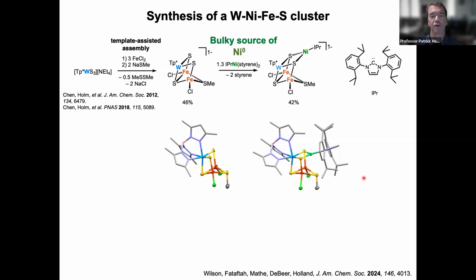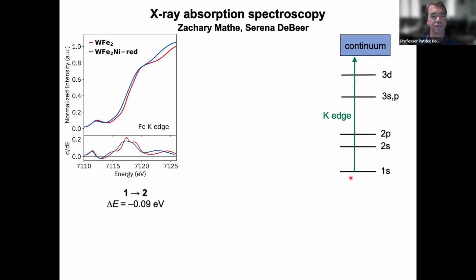We did a number of different spectroscopic and magnetic studies on this, but I'm going to cut to the chase and talk about collaborative work with Serena DeBeer's group, in particular, graduate student Zach Matthey, who did X-ray absorption spectroscopy. And we're looking here at the K edge, which means you're promoting one of the 1s electrons into the continuum. And if you look at the pre-edge, that is the lower energy part of the spectrum, then you're looking at features that are 1s promotions into valence orbitals.